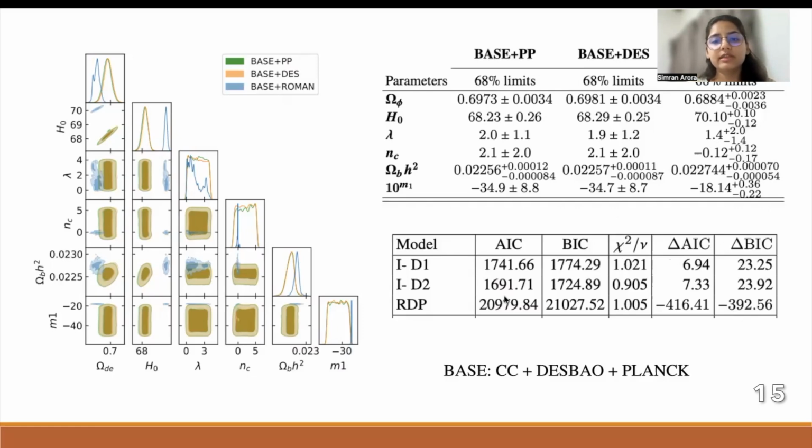We can also see that when we compare our model with lambda CDM, in the case of Roman data, the data is preferring the model we have considered in this particular interacting scenario. We expect something new from Roman, and maybe we need to study more on these types of models which can give some new insights.